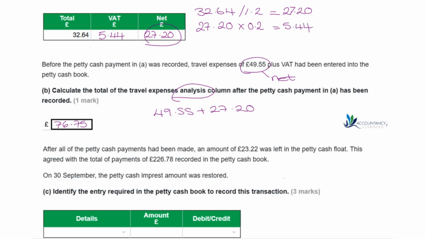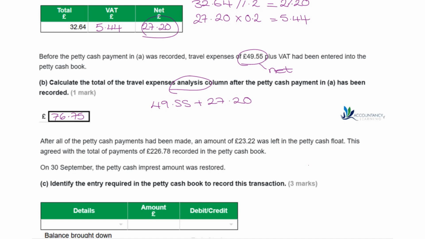After all of the petty cash payments had been made, an amount of 23.22 was left in the petty cash float. This agreed with the total payments of 226.78 recorded in the petty cash book. On the 30th of September the petty cash imprest amount was restored. Identify the entry required in the petty cash book to record this transaction.